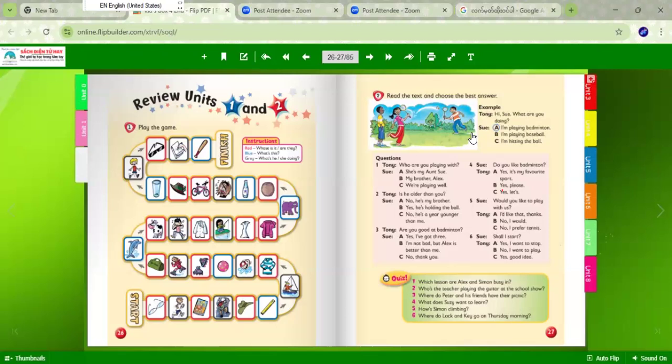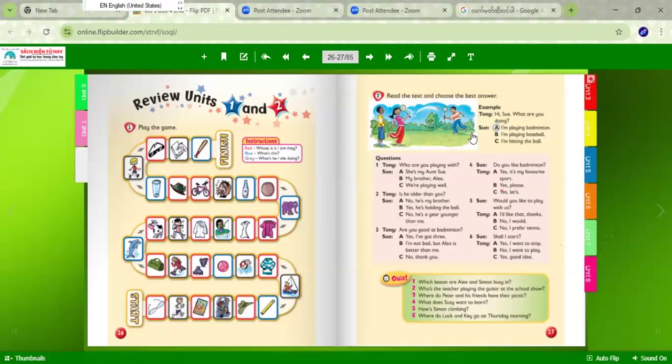Here is Tony and Sue's conversation. Tony said, who are you playing with? The main point is with. The key point of the question is the word with, if you don't know. Who are you playing with? Who are you looking at? So what will be your answer?